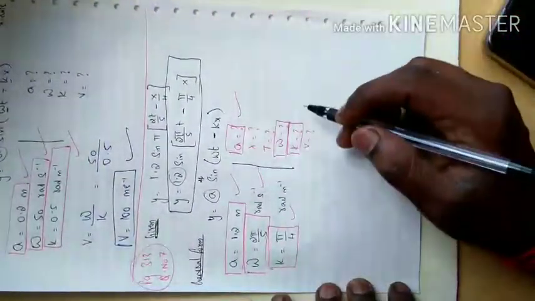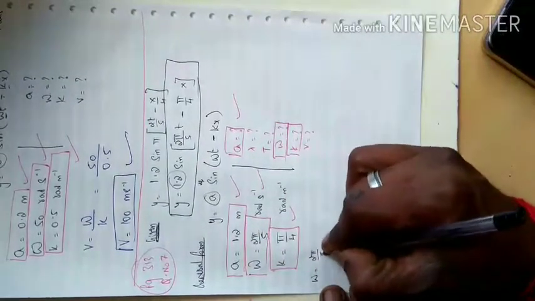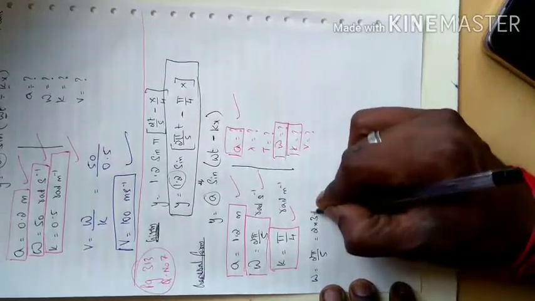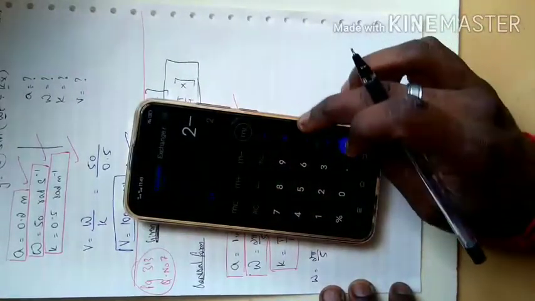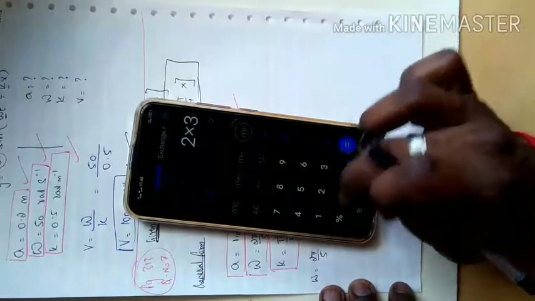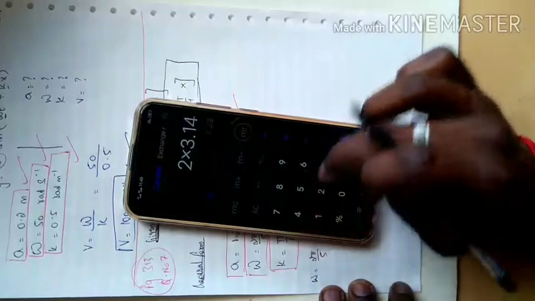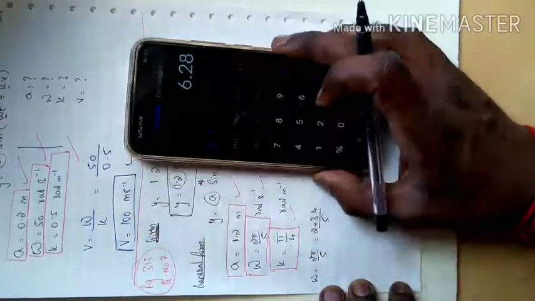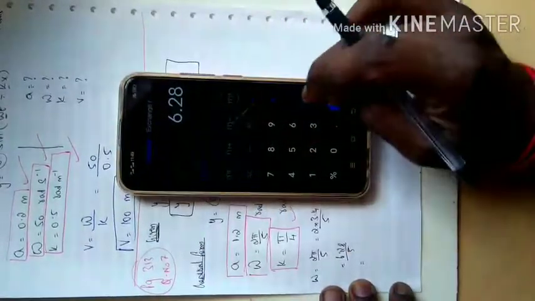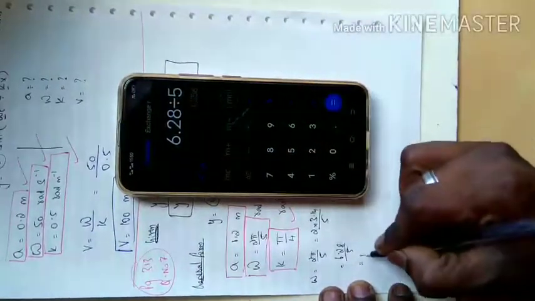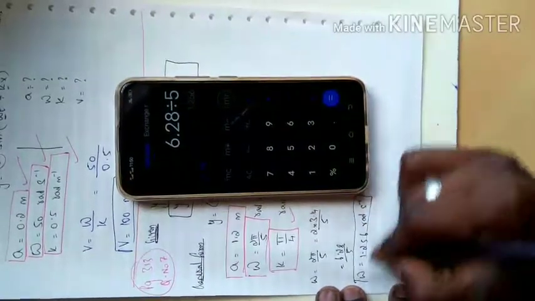I'll do it here. See here, omega is equal to 2π/5. That is 2 into 3.14 divided by 5. 2 into 3.14 is 6.28. 6.28 divided by 5, then it is 1.256 radian per second. I got the value of omega.